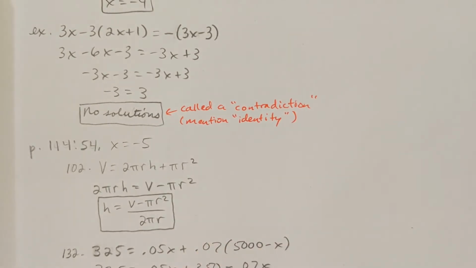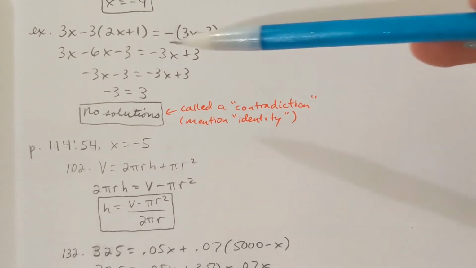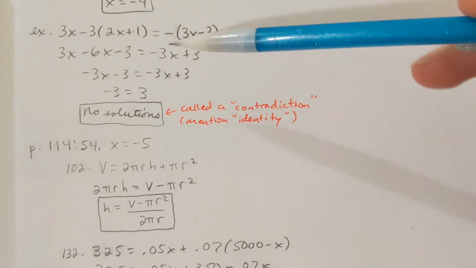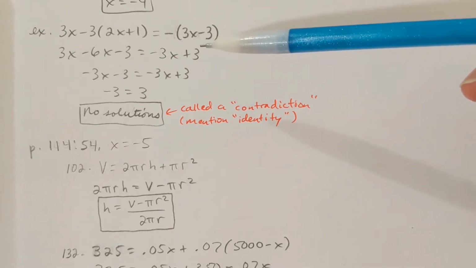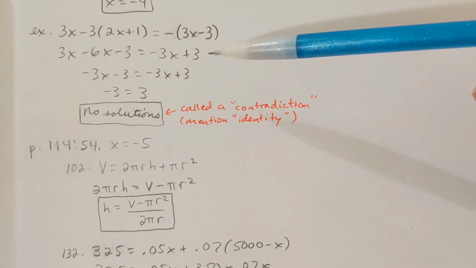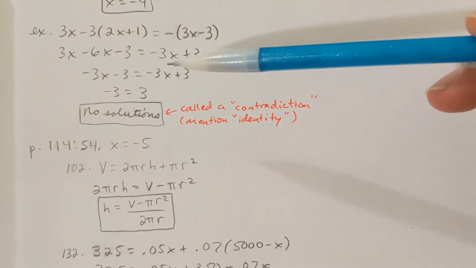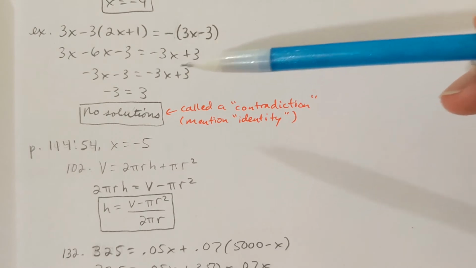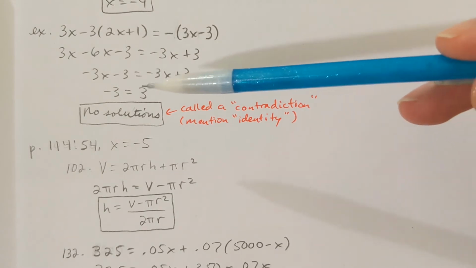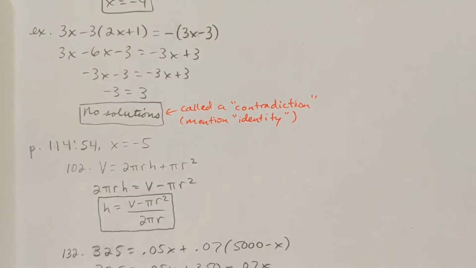Okay, here's another one. 3x minus 3 times the quantity 2x plus 1 equals negative the quantity 3x minus 3. I can distribute the negative 3 and the negative 1, and I get 3x minus 6x minus 3 equals negative 3x plus 3. Okay, 3x minus 6x is negative 3x, minus 3 equals negative 3x plus 3. So negative 3 equals 3. That's not true.